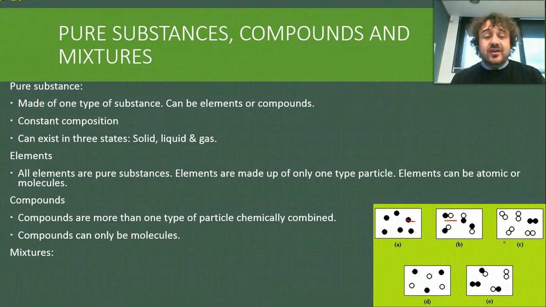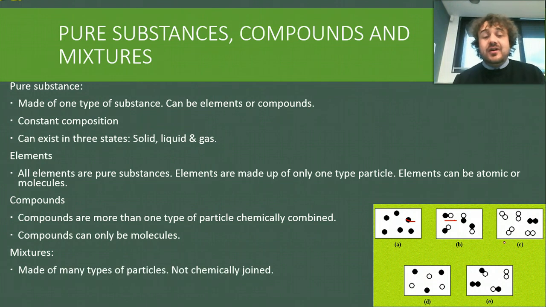All right, so a mixture. Now, it's made of many different types of particles, and they're not chemically joined. That's really important. So if you look at this one here, this is still a compound, a pure substance. Those two there are chemically joined, but these two, they're not. There's space between them. And you have a variable composition. So we say air, right? It's made of nitrogen and oxygen and a few other trace elements, carbon dioxide, and that varies. But not a lot, but it does vary.